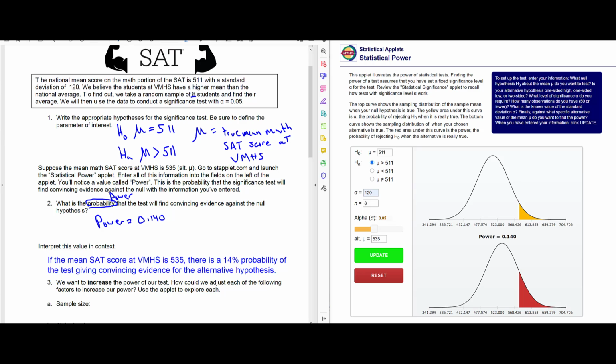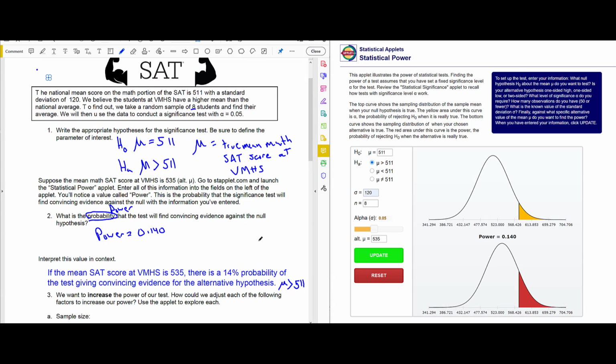So if the mean SAT score at VMHS is 535, so if it is 535, there is a 14% probability of the test giving convincing evidence for the alternative hypothesis of our mean being greater than 511. Okay, so the alternative hypothesis, that's what it's giving us. For that setup, they're saying that we have our mean is greater than 511.